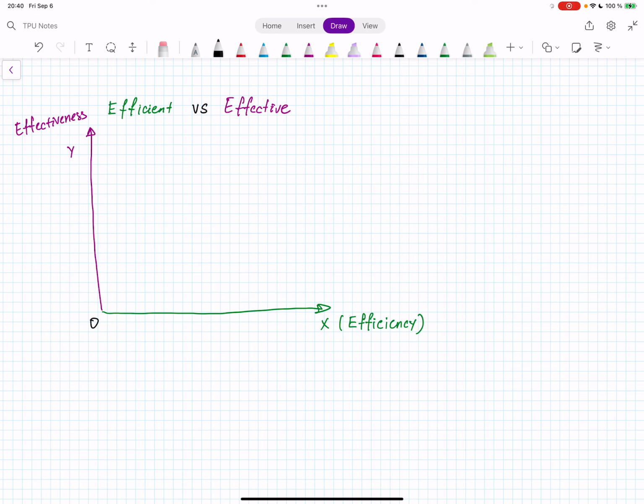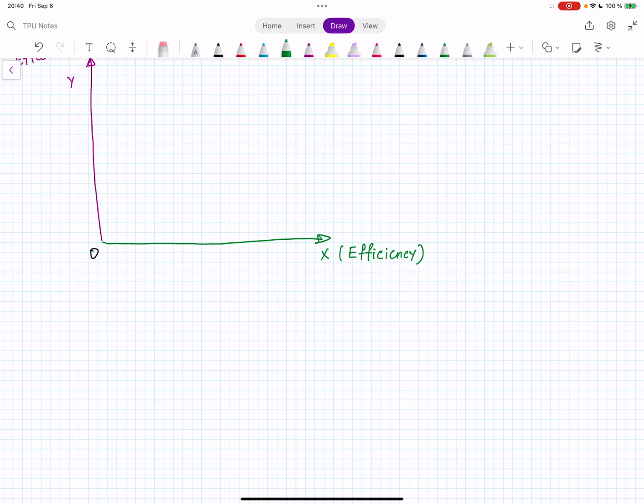The first idea I want you to understand is that the word efficiency focuses more on the process. So I'll write down: the focus is on the process. The process. Okay?